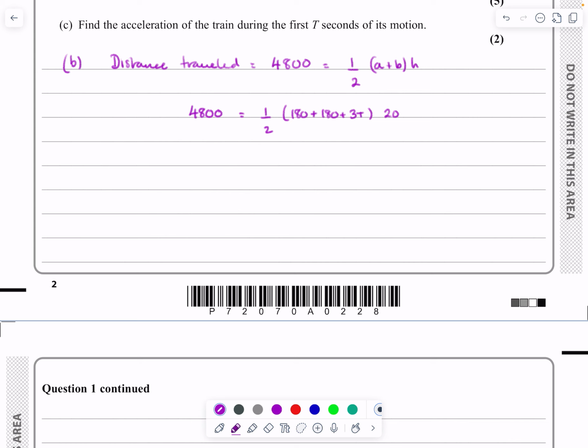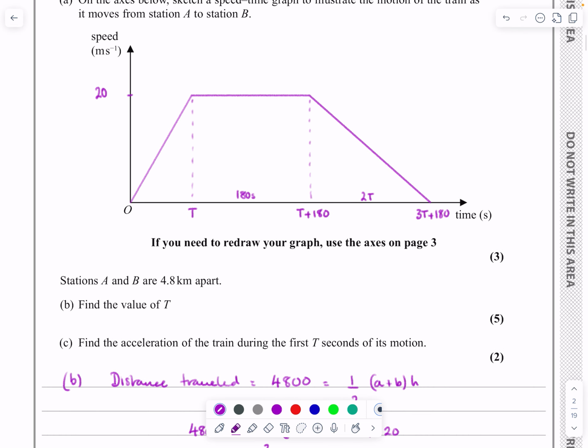We've got that 4,800 is equal to 10 lots of 360 plus 3t. I've just tidied those two up and I've also combined those two there. So that means that 480 is equal to 360 plus 3t. So 3t is equal to 120, so t is going to be equal to 40 seconds. Okay, so relatively straightforward.